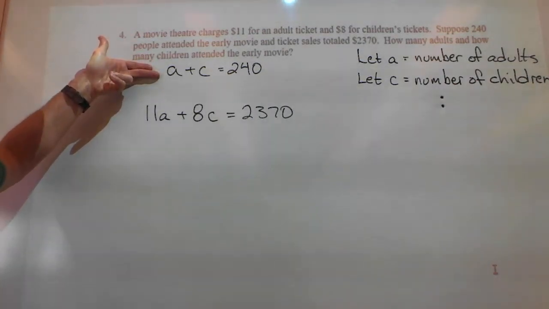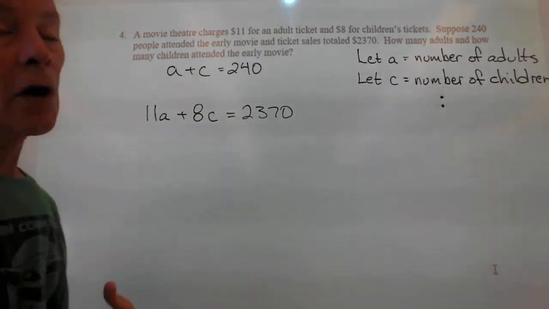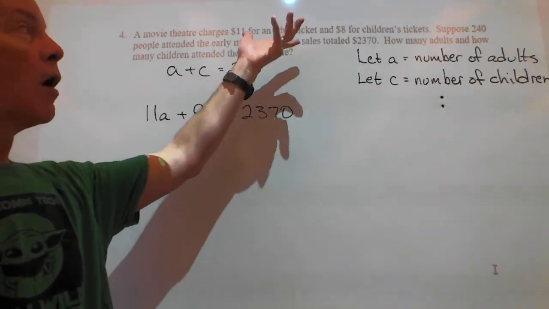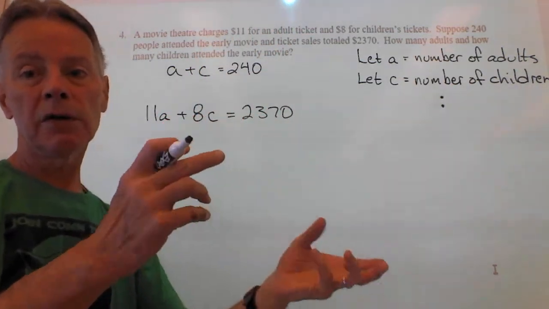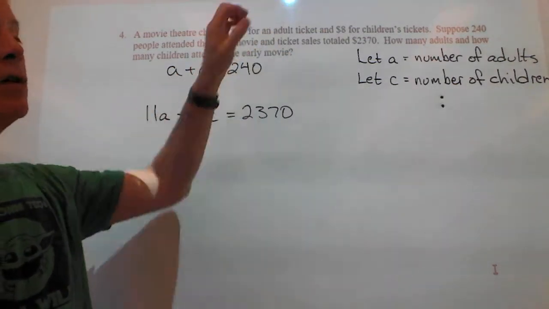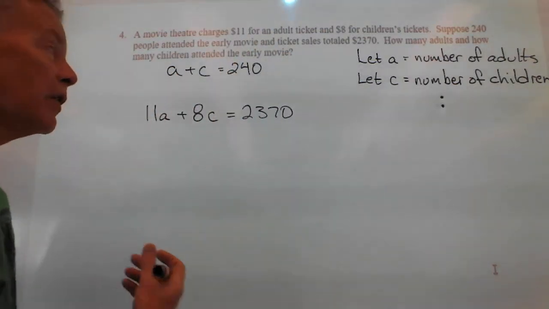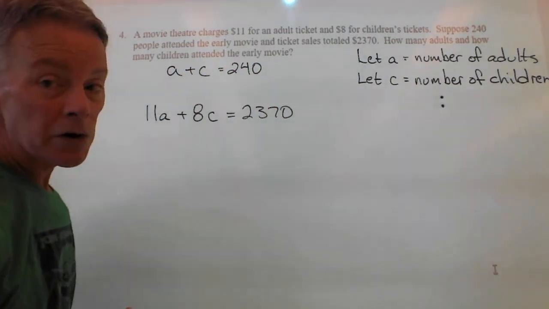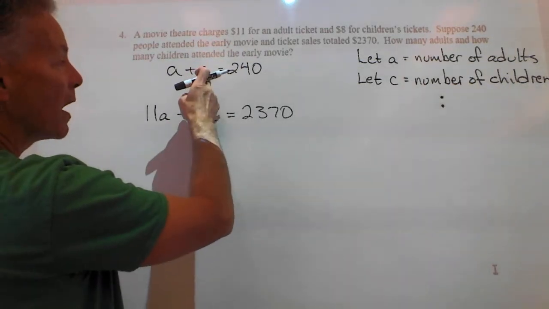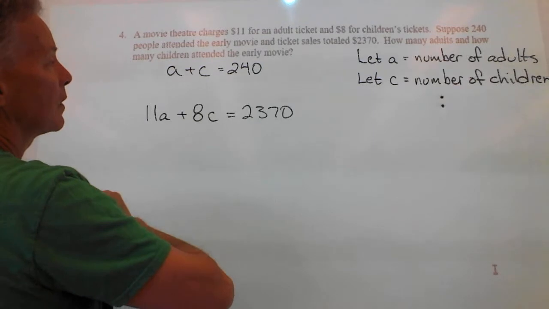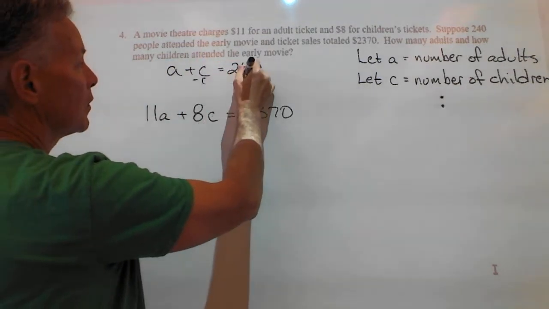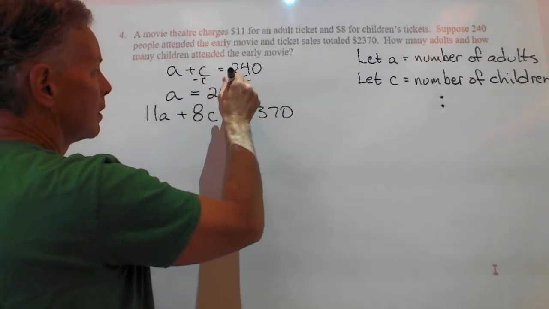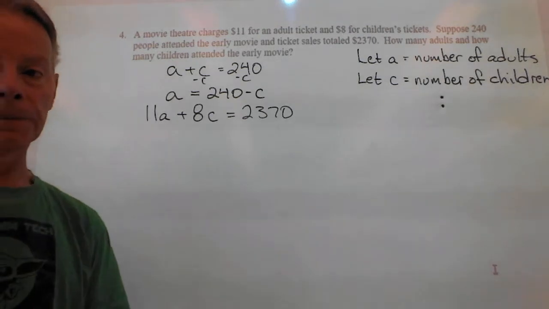So, one equation talks about the total numbers, the second equation talks about the total amount of money taken in. Okay? So notice there will always be two different descriptions of the situation, and they're given to you in the word problem. Now, since we're solving by substitution, this is definitely the simpler equation. Let's isolate a variable, and it doesn't matter if you isolate C or A. I'm going to isolate A. I'm going to take away C from both sides, and that will give me A equals 240 minus C.